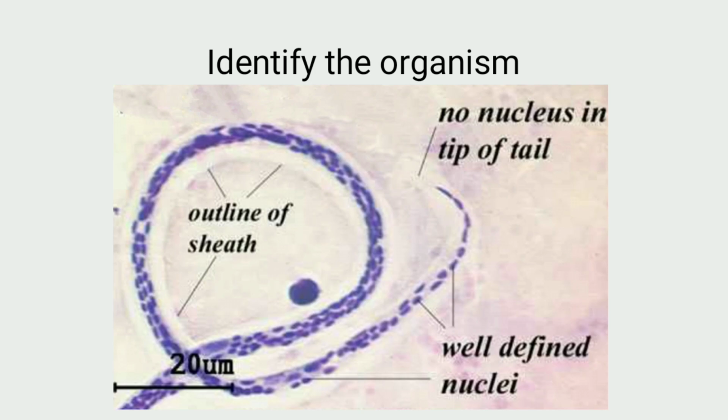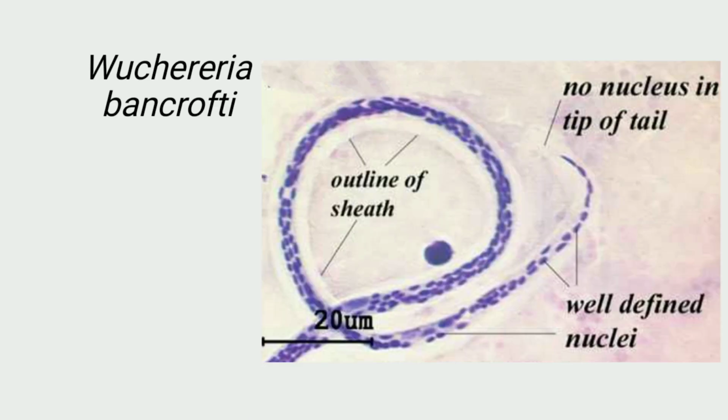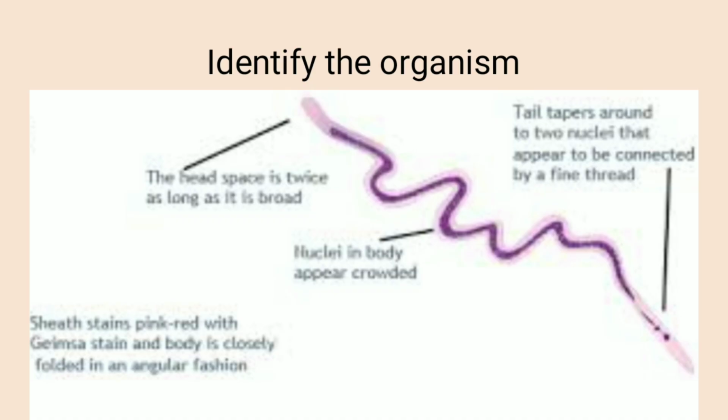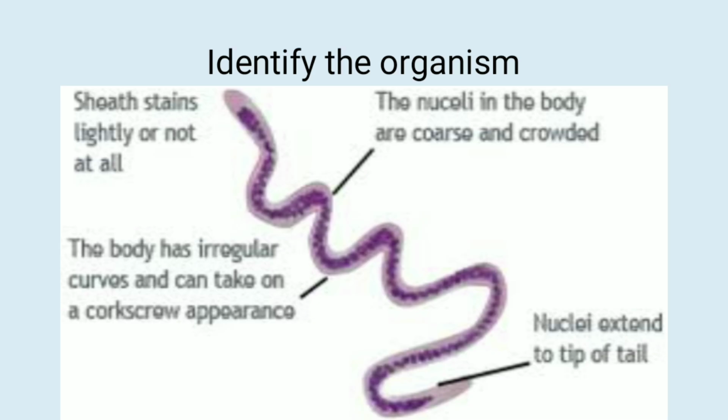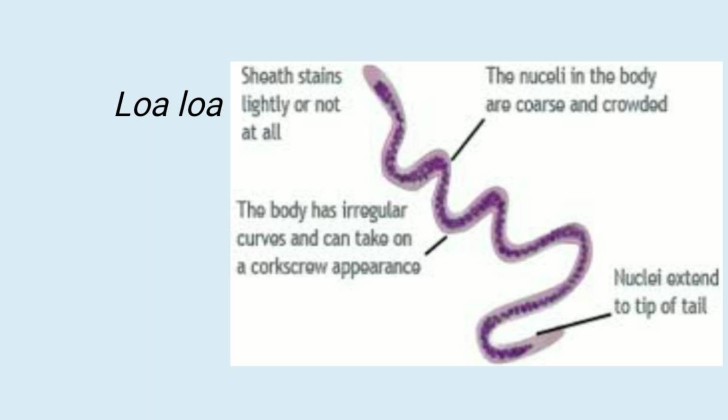Identify the organism. This is Wuchereria bancrofti. We can see that there are well defined nuclei, but there is no nucleus in tip of tail. Identify the organism. This is Brugia malayi, in which nuclei in body appear crowded and tail has two nuclei that appear to be connected by a fine thread. Identify the organism. This is Loa loa, in which nuclei extend to tip of tail.